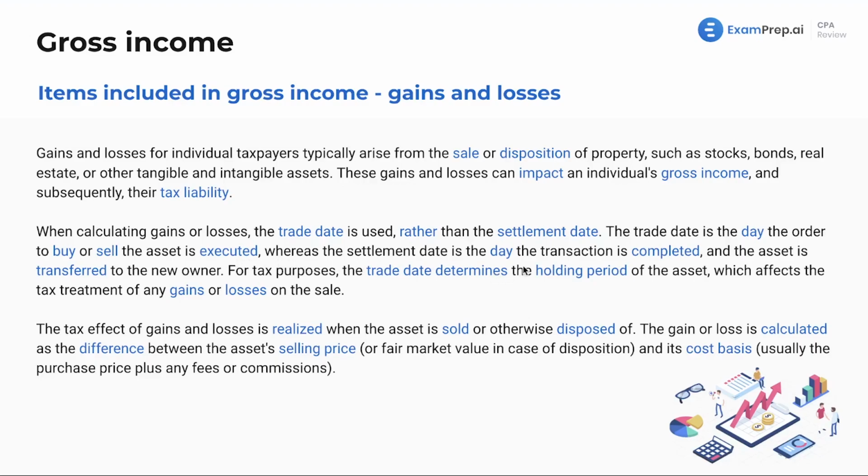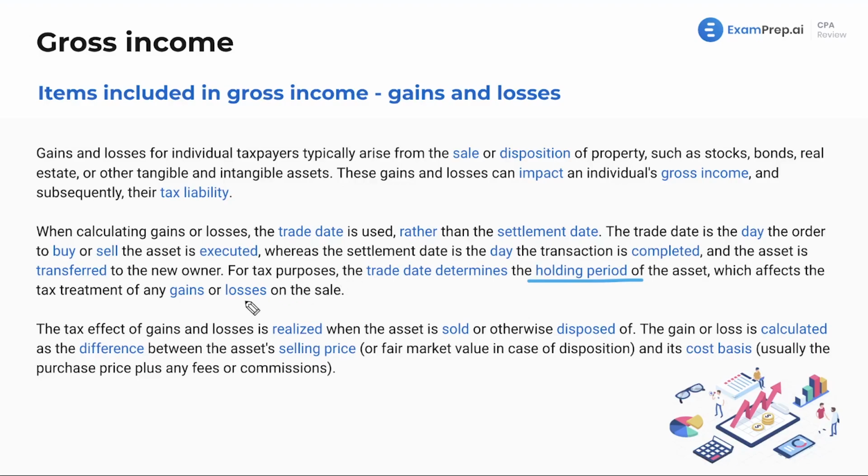Whereas the settlement date is the day the transaction's completed. Again, maybe even online systems need a few days to process an order. Bank transfers, maybe one day, but they take a few days. And the asset is transferred to the new owner. For tax purposes, the trade date determines the holding period of the asset, which affects the tax treatment of any gains or losses on the sale. This means long-term versus short-term, where short-term gains and losses have less preferential treatment than long-term, and we'll talk about that in our gains and losses lesson.